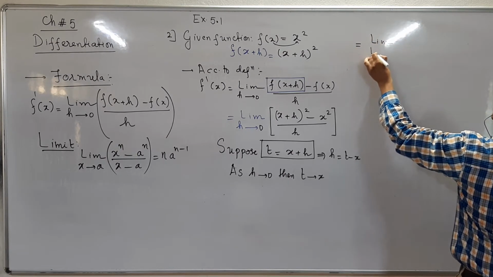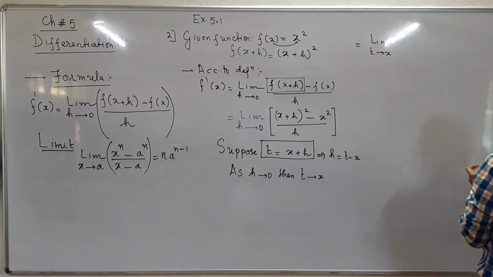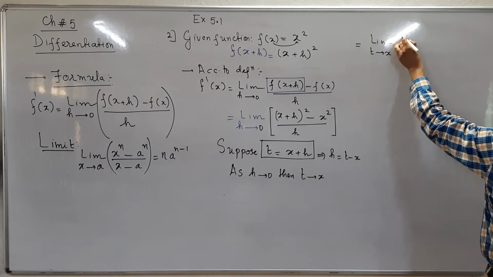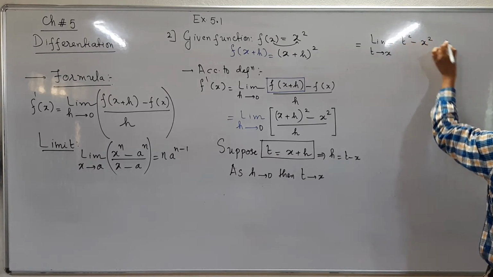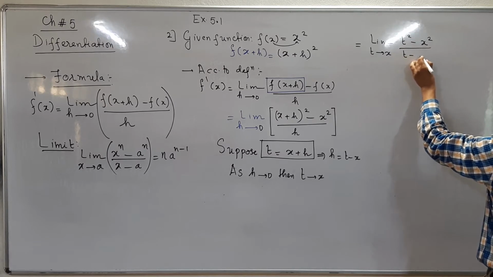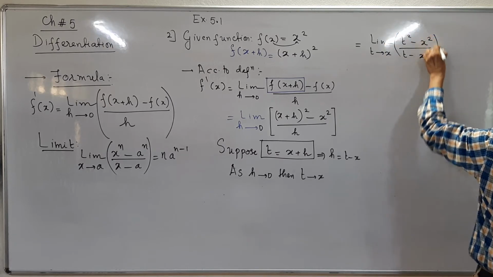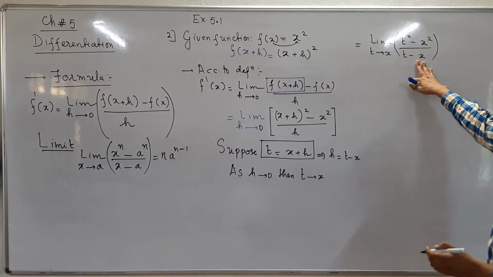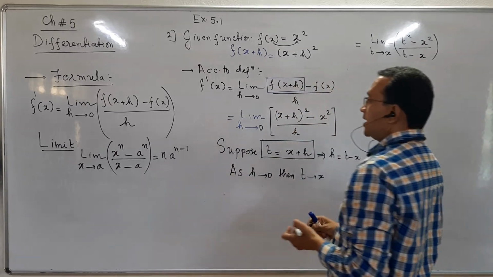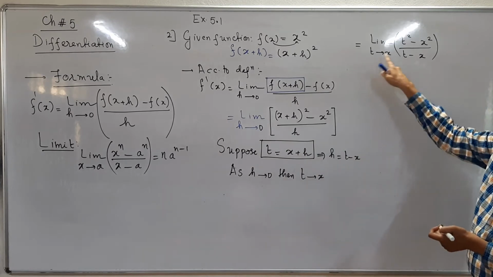Limit t tends to x, x plus h is replaced by t. So t square, x square as it is, and instead of h I am writing t minus x. Now check this bracket and this bracket, students. Understand the chronology. There it is x tends to a, here it is t tends to x.